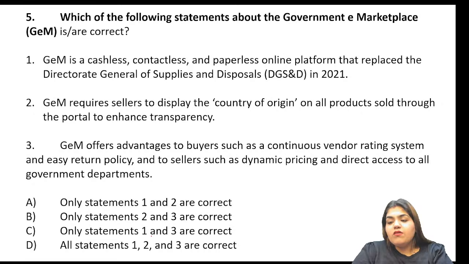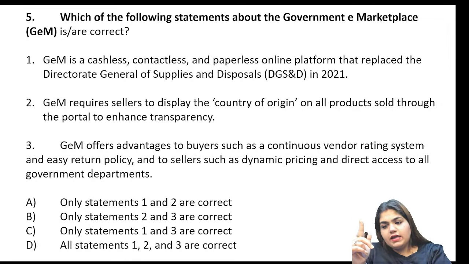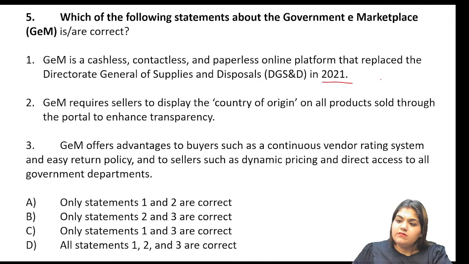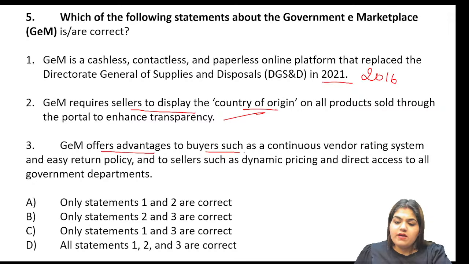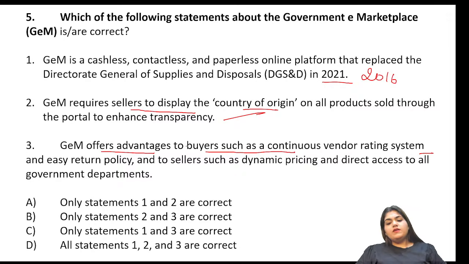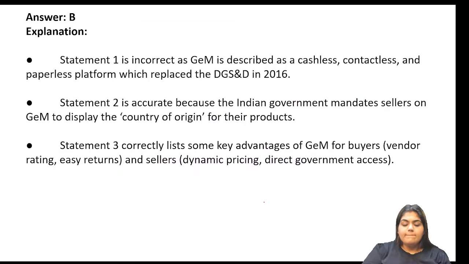Which of the following statements about the Government e-Marketplace (GeM) are correct? What are correct? GeM is described as a cashless, contactless, and paperless department. Okay. This happened in 2016. In 2016, GeM required sellers to display the country of origin. GeM offers advantages to buyers from a continuous vendor rating system, easy return policy, and to the seller, dynamic pricing. Yes. 2 and 3 are correct. B is the correct answer. B is the correct answer.